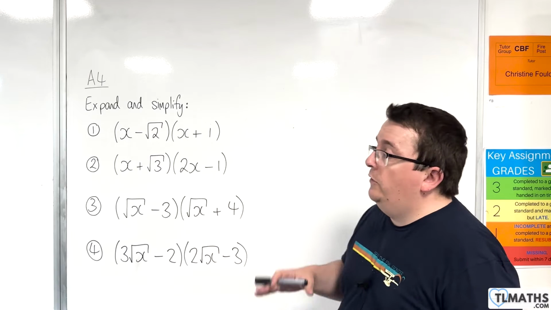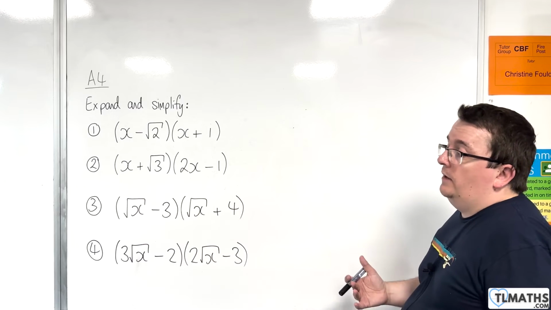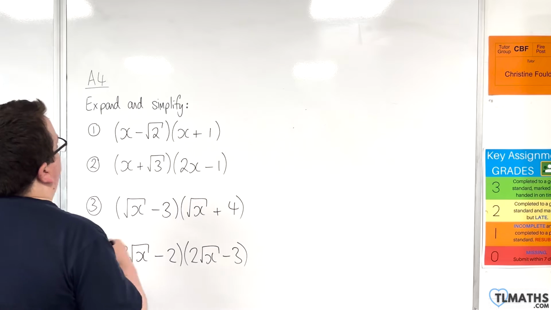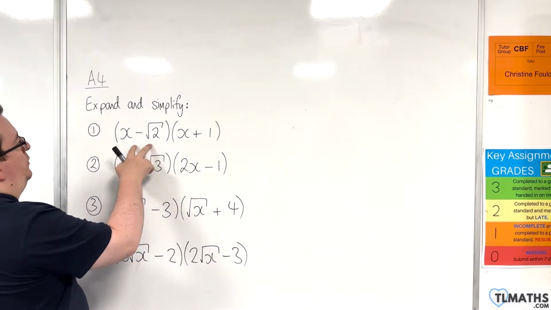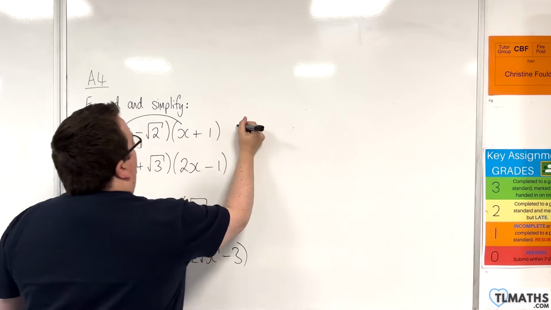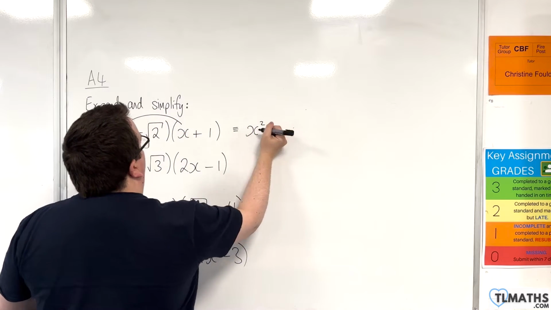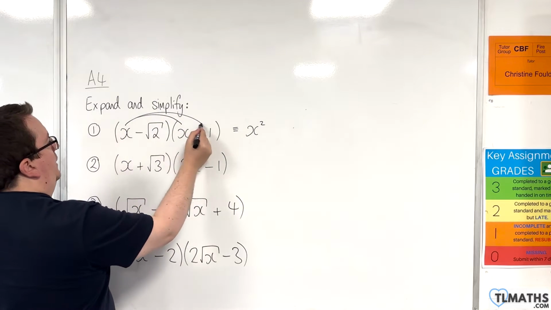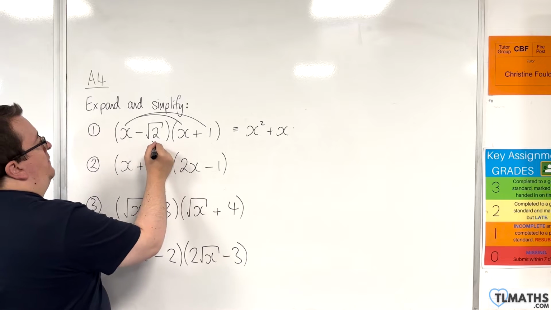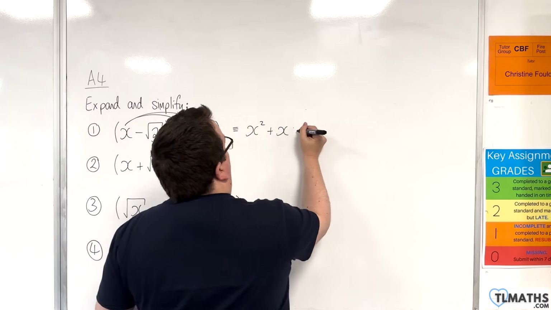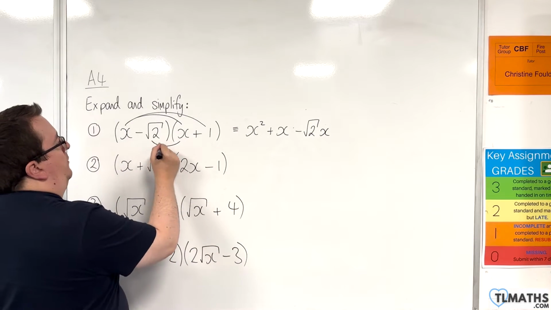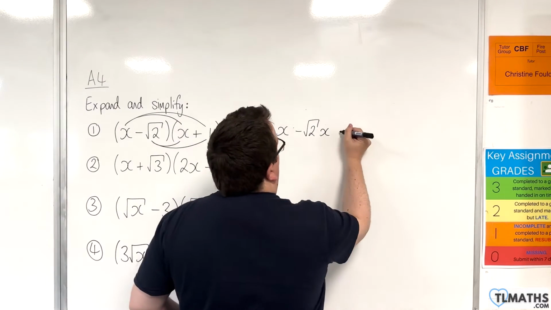So in this video, I want to go through some examples of expanding double brackets that also involve surds. So with our first example here, we have (x − √2)(x + 1). First of all, x times x is x squared. Then we have the x times the 1, so that's plus x. Then we have the minus root 2 times the x, so minus root 2x. And then minus root 2 times 1 is minus root 2.